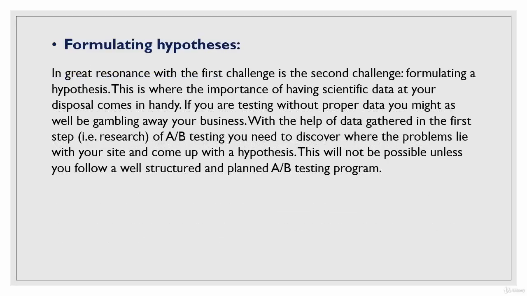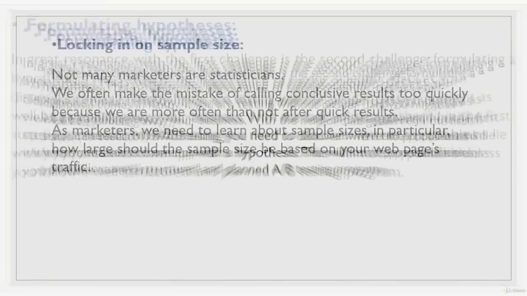Second, formulating hypotheses. In great resonance with the first challenge is the second challenge: formulating a hypothesis. This is where the importance of having scientific data at your disposal comes in handy. If you are testing without proper data, you might as well be gambling away your business. With the help of data gathered in the first step of A/B testing, you need to discover where the problems lie with your site and come up with a hypothesis. This will not be possible unless you follow a well-structured and planned A/B testing program.